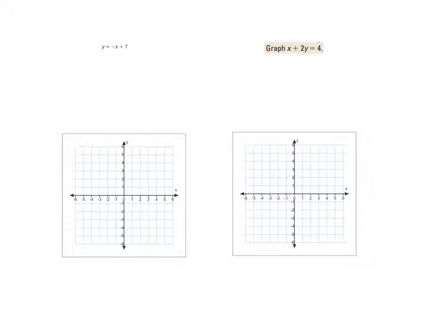All right, here's another one. Y equals negative x plus 7. Is it in slope-intercept form? Yes. Y is isolated. What are M and B? Well, which one's the obvious one here? The B, right? B is 7.